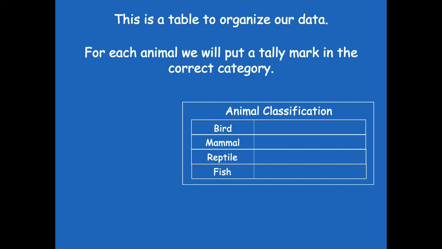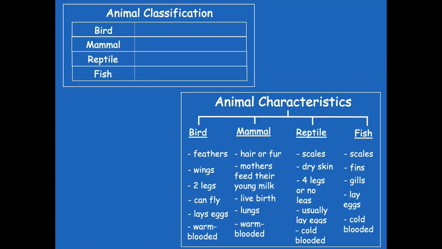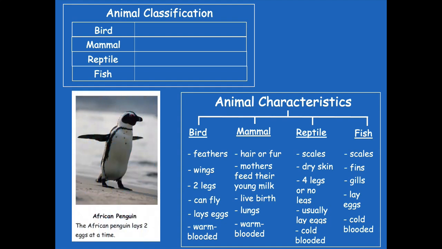Okay, so now are you guys ready to look at the animal characteristics? Okay, so we have our table that we're going to organize our data in, and we have our animal characteristics chart. So here's our first animal. Ooh, we have a penguin. The African penguin lays 2 eggs at a time. So friends, is the African penguin a bird, a mammal, a reptile, or a fish?